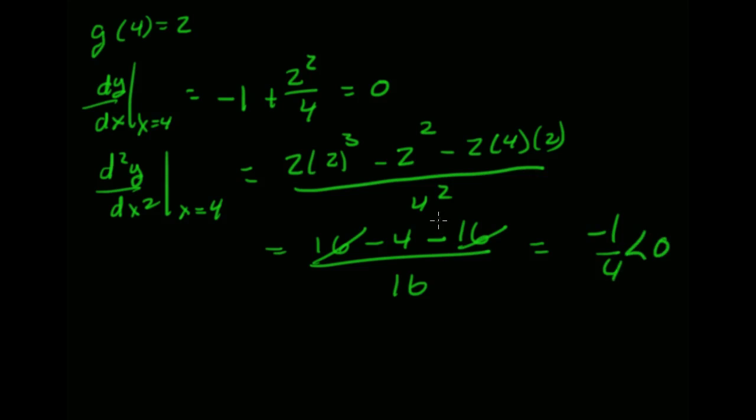So if I have a critical point with a concave down, this has to be a local maximum. All right, so there we go. That's problem number 4. Let's do number 5.